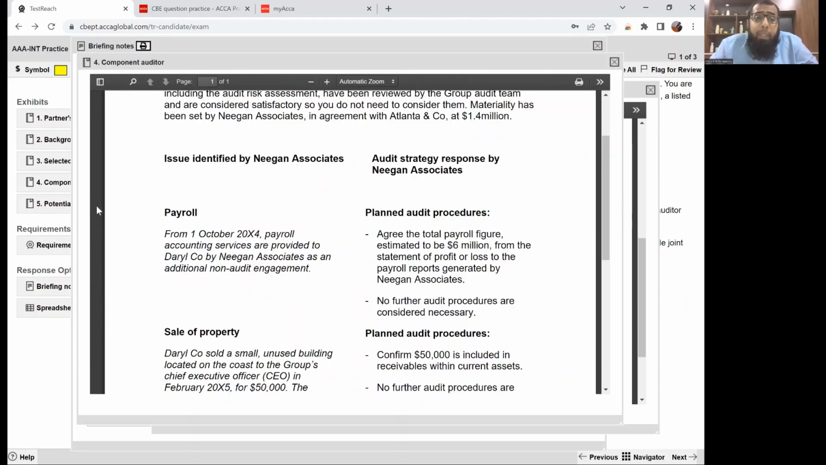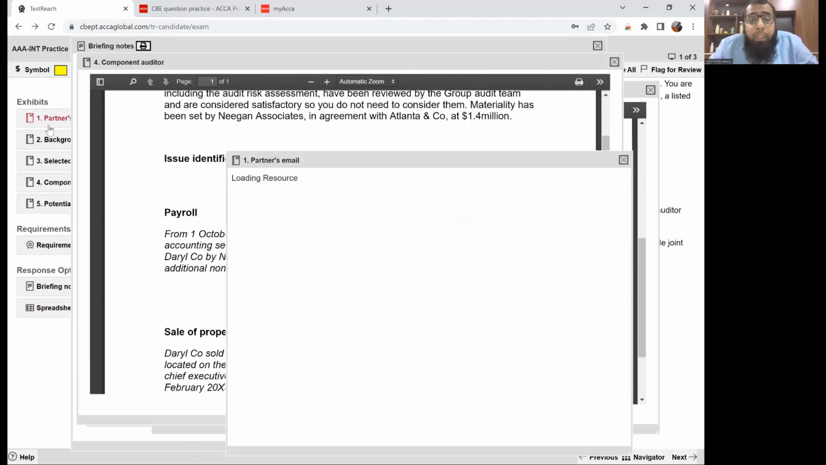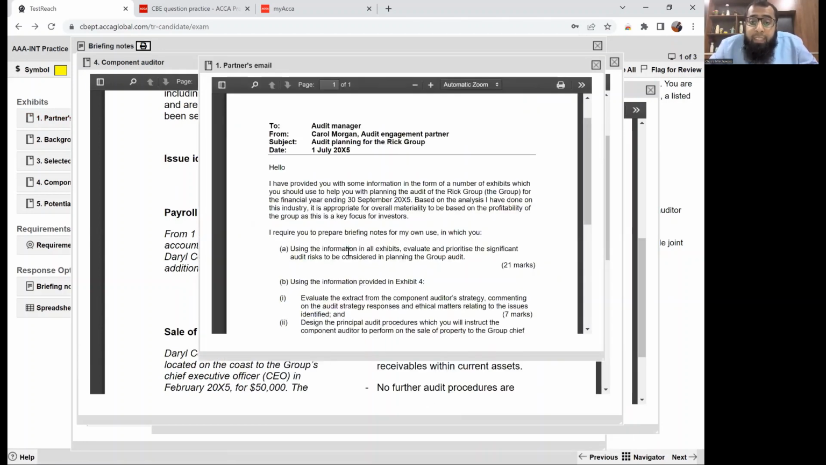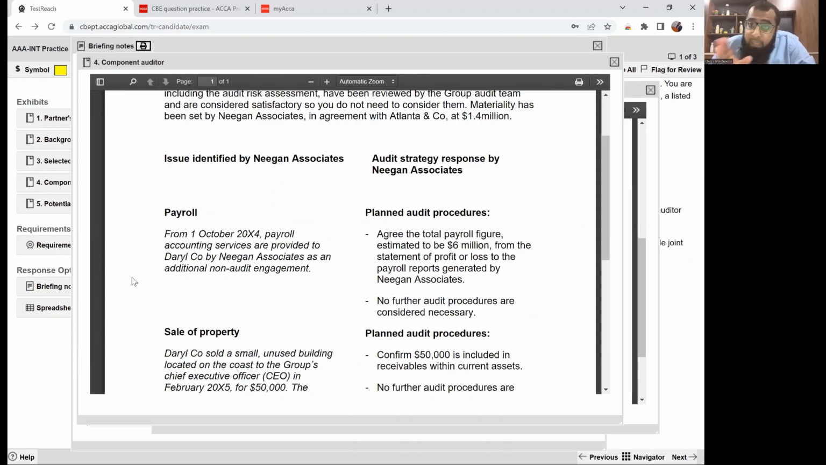But you have a separate requirement in relation to it. If you remember, in the partner's email, we have a separate requirement: evaluate the extract from the component auditor strategy, commenting on the audit strategy responses and ethical matters. So we will discuss this in the separate requirement. Obviously, this is not an audit risk issue.